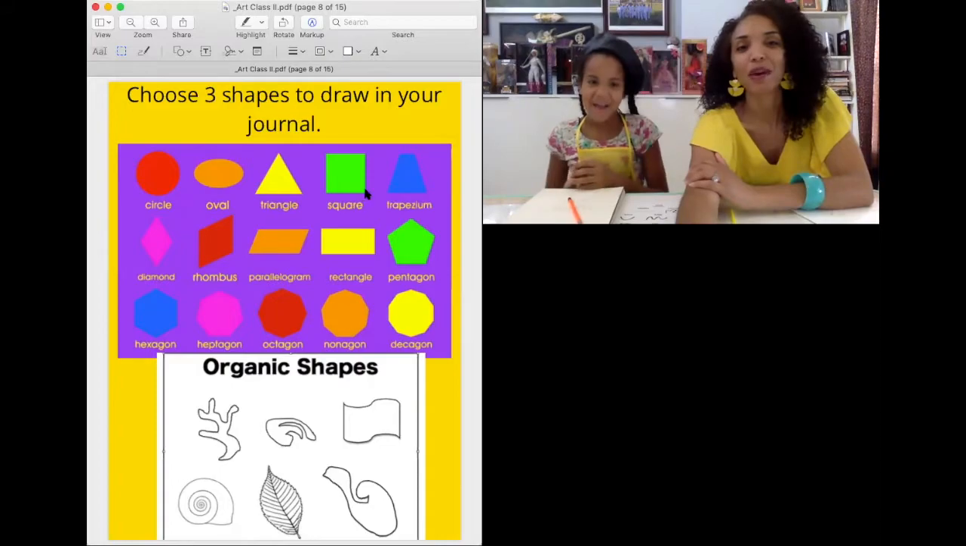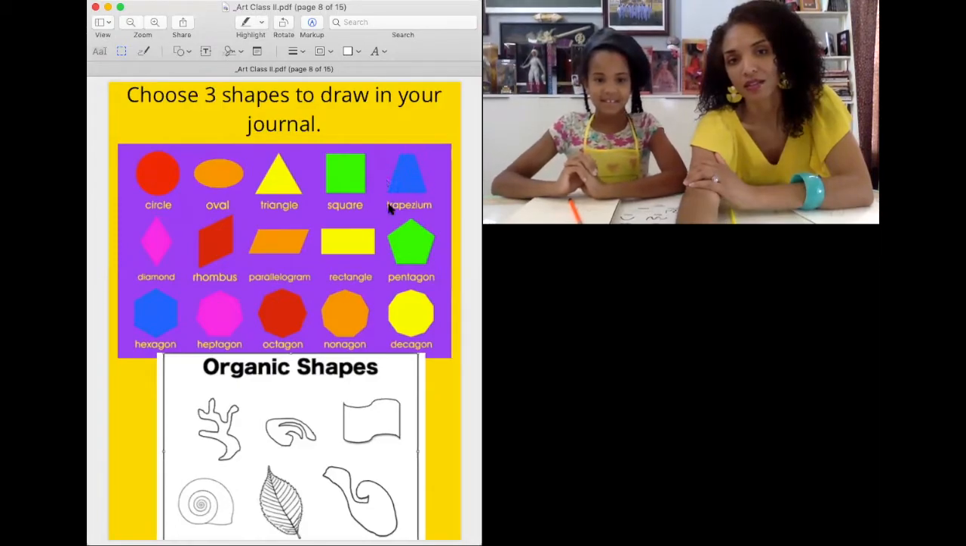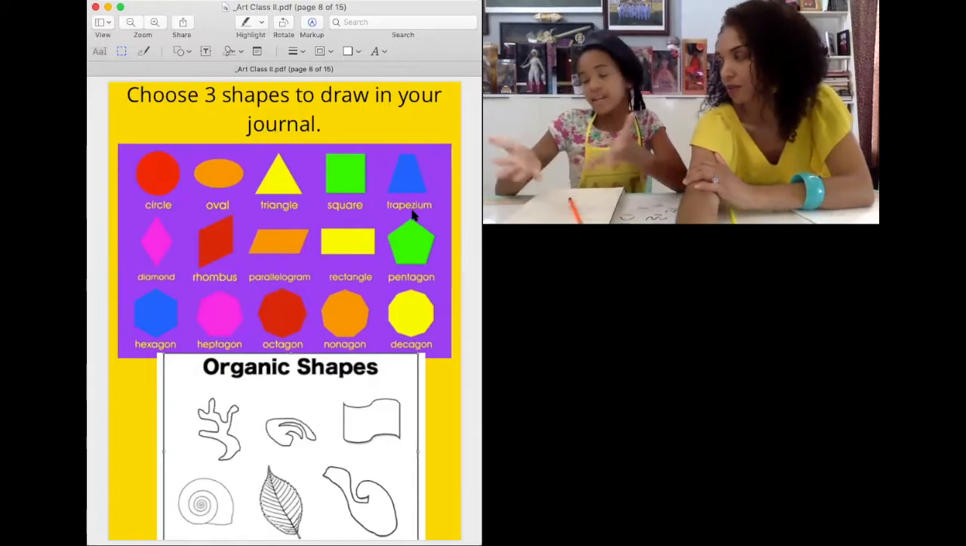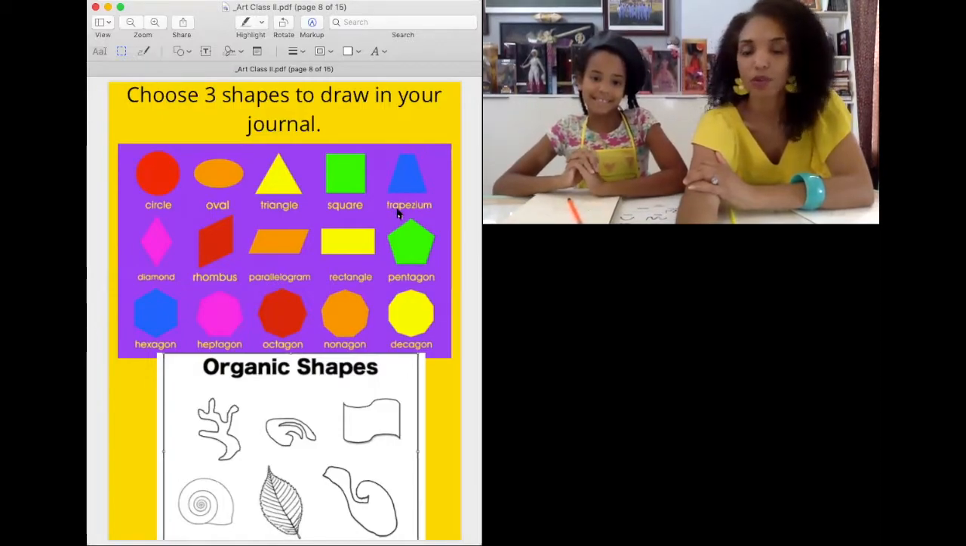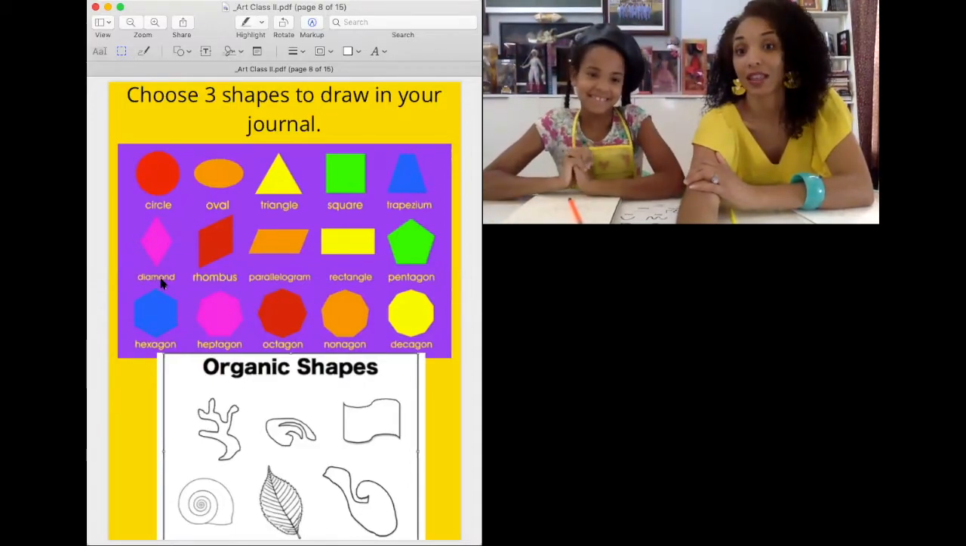Okay. And what about this one? That is a square. And then this is, well, it's named trapezium here. What do we usually call it? We just call it a trapezoid. A trapezium. And then is the diamond, just like that.